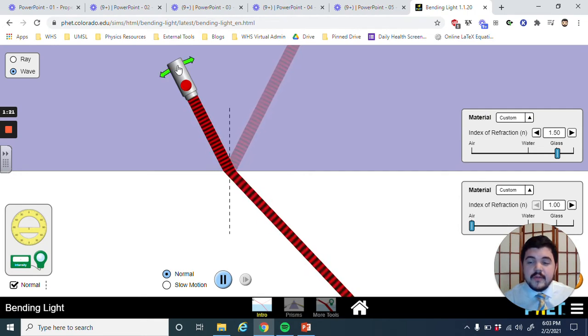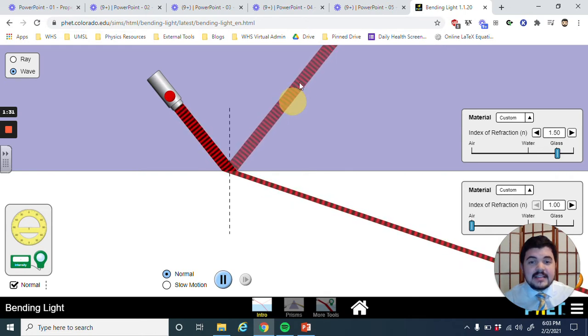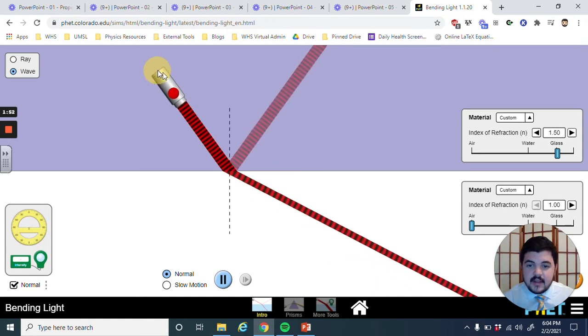I'm going to move this laser toward the boundary. We can see as I do that, more of the light is getting reflected. We also see that our refracted light is bending even more away from the normal and thinning out. So let me repeat that. Here, only a little bit of reflected light and not very refracted. Here, very refracted angle, more reflected light.